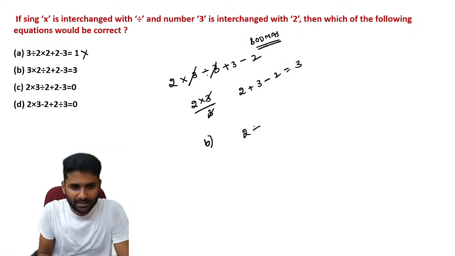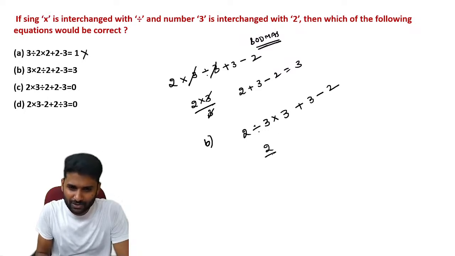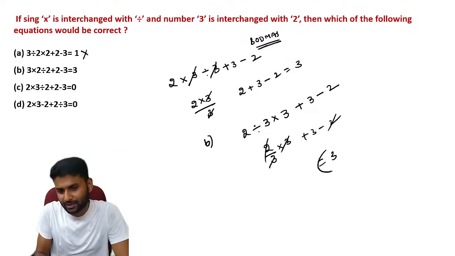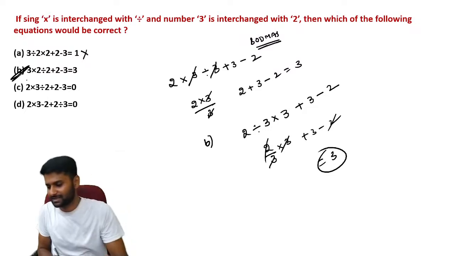2 divided by 3 into 3. So plus 3 minus 2. So 2 divided by 3 into 3, they just cancel. 2 plus 3 minus 2. The 2s cancel, then the value becomes 3. Guys, sorry, B is the correct answer.